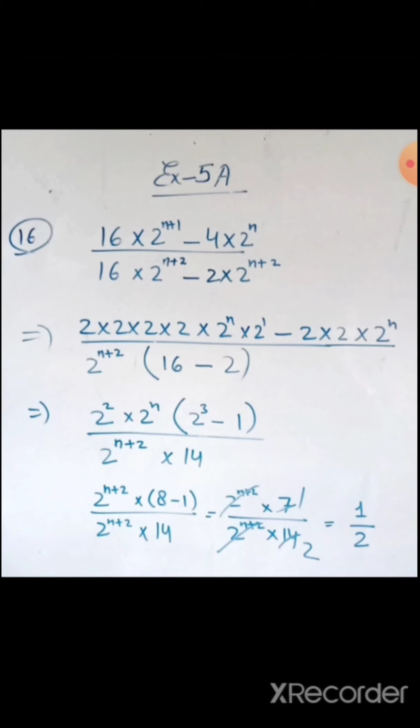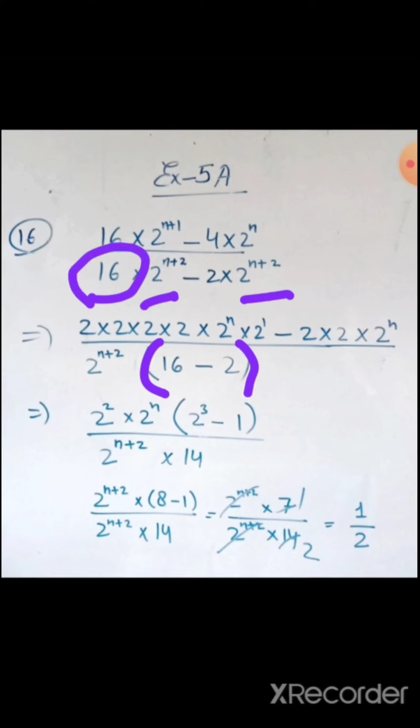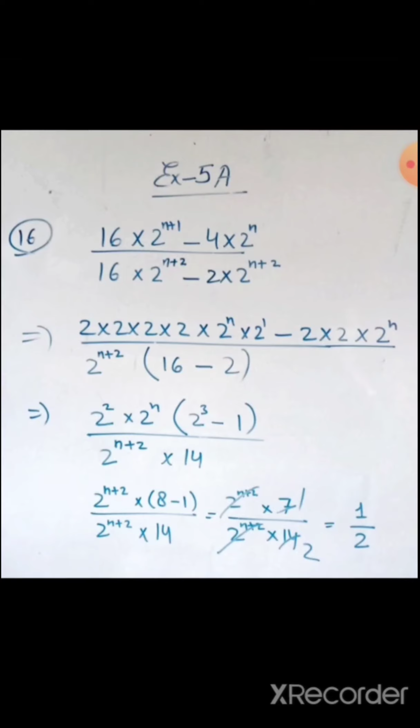And now see the numerator, and after taking 2 raised to the power n plus 2 common, what will be left inside? In the first term only 16 will be left, then minus will come as it is here. Now in the second term only 2 will be left. Now see the numerator. How many 2's are here? 1 2 3 4, and this is also 2.